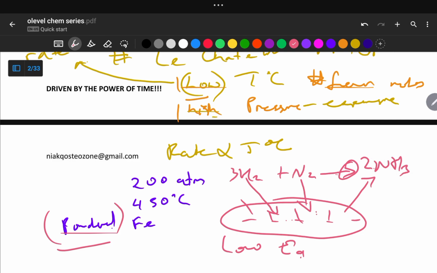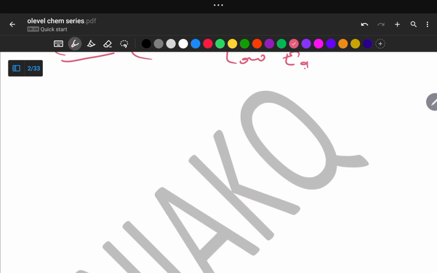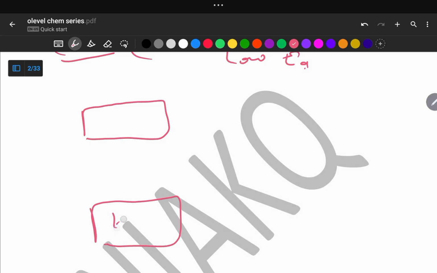These are the conditions for the Haber process. We are simply going to draw the flow chart for the Haber process. This one plus this one is for hydrogen, and this one is for nitrogen. The nitrogen source is air, and the hydrogen source is natural gas, which is methane. They react in the ratio 1:3 by volume.